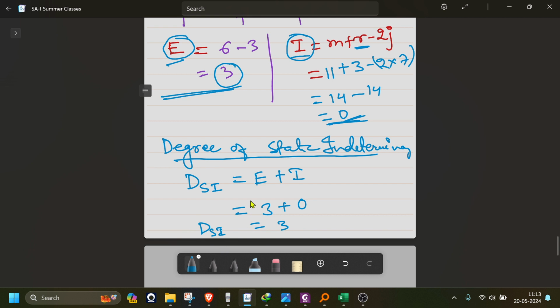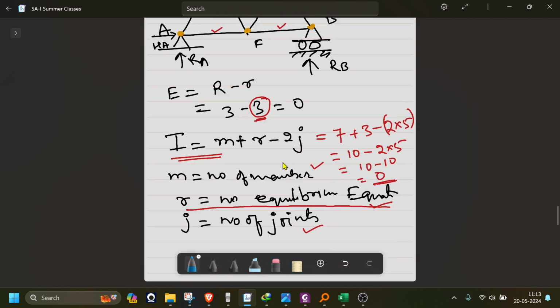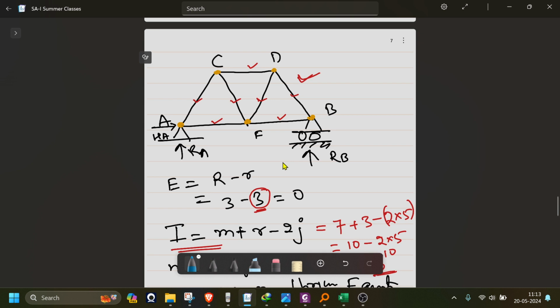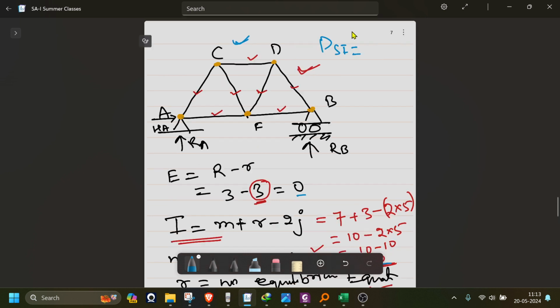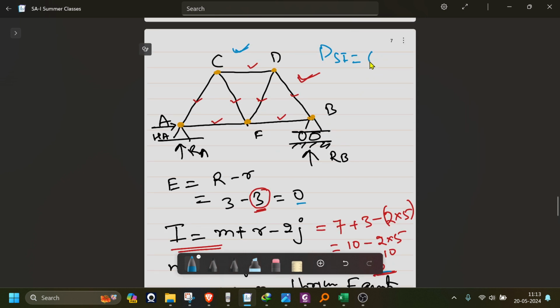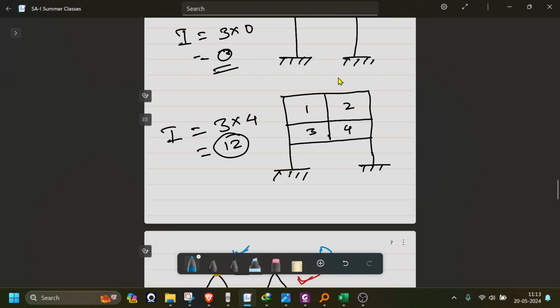Okay, so let's go back. Now, can you tell what is the degree of static indeterminacy for this one? What is DSI? The external is 0 and the internal is 0. So the degree of static indeterminacy is 0. So let's go back again to this one.